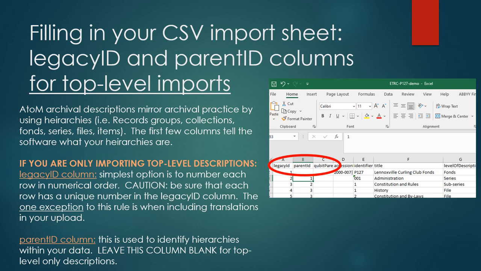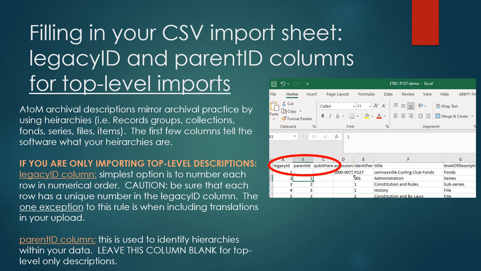The simplest option for this when you're creating a new import and a new CSV document is to simply number each row in numerical order. 1, 2, 3, 4, 5, 6, 7, and so on and so forth. The most important part, and the thing that you really need to remember, is that you have to be sure that each row has a unique number in the legacy ID column. So you cannot have two rows that are identified with the number 26, for example.